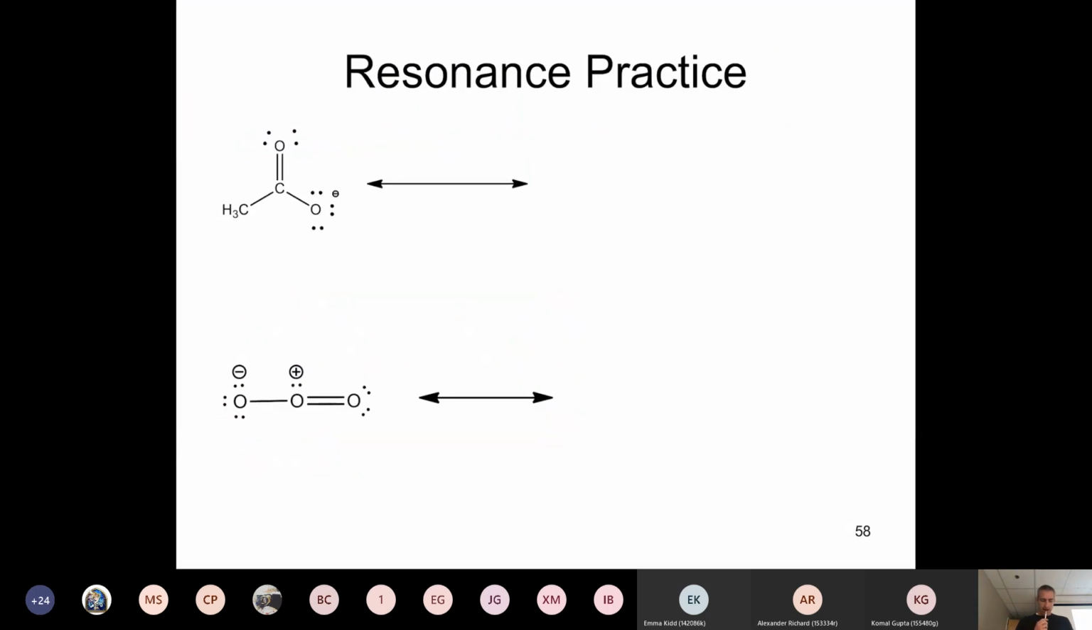All right, some more practice. I think we've seen this top example a million times by now. This is acetate. Start from a negative charge and lone pair and move. And then we're going to start at the thing and move over there.